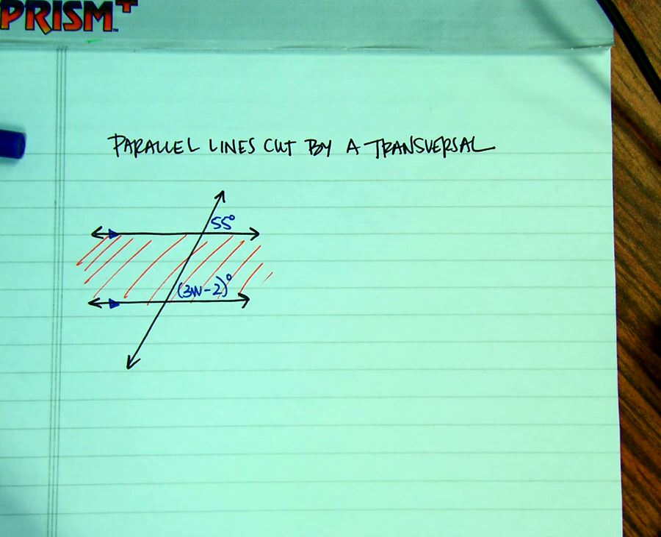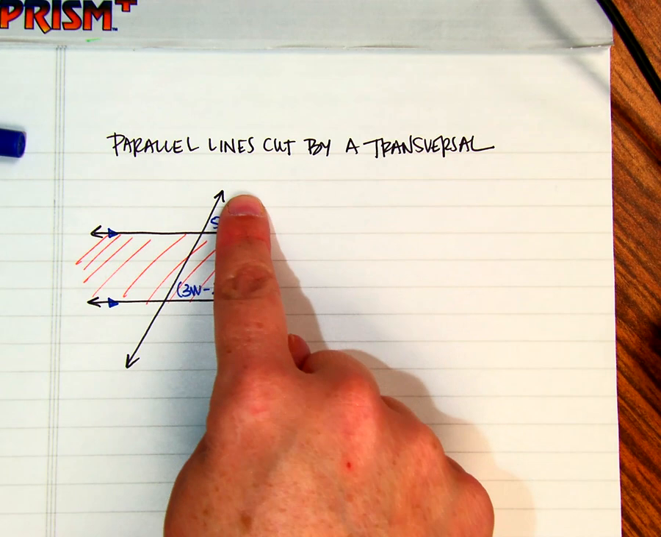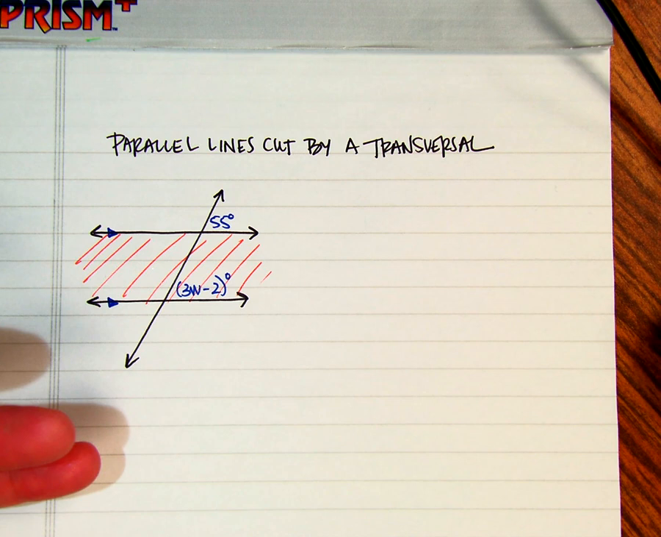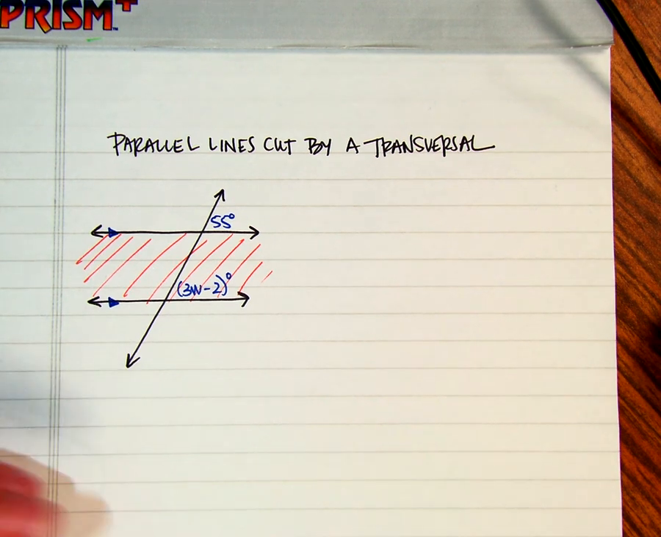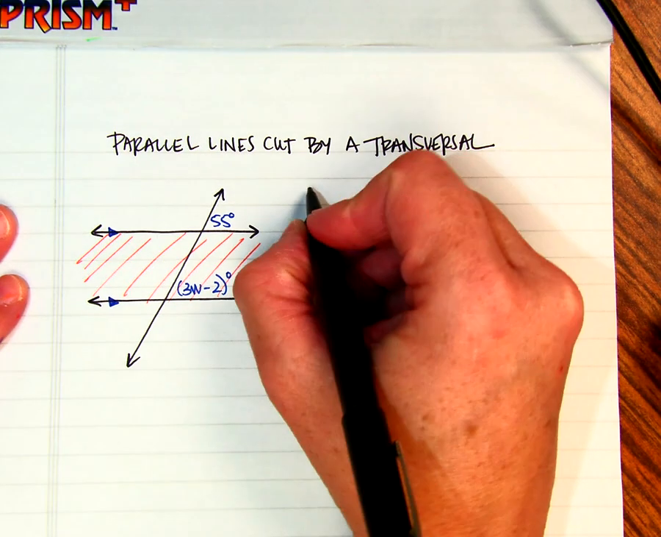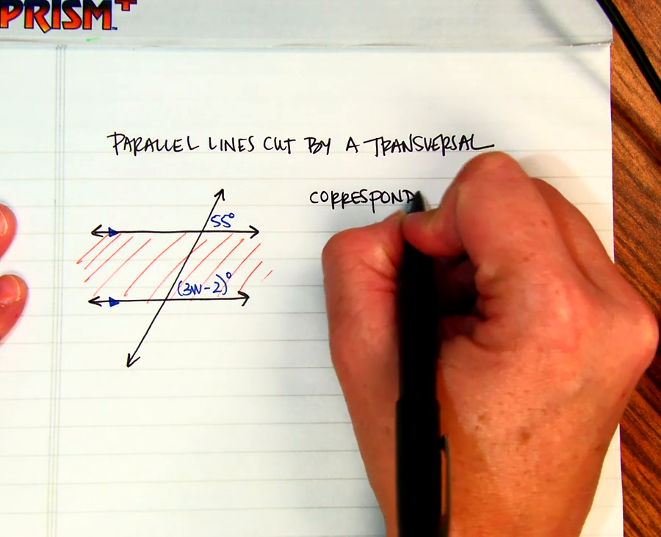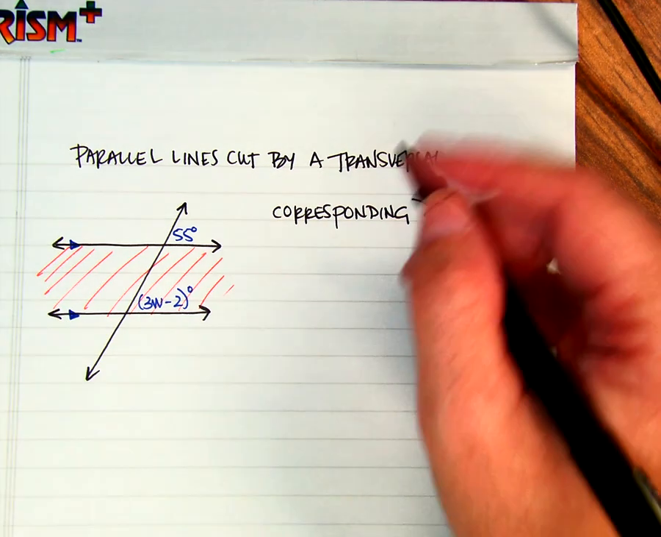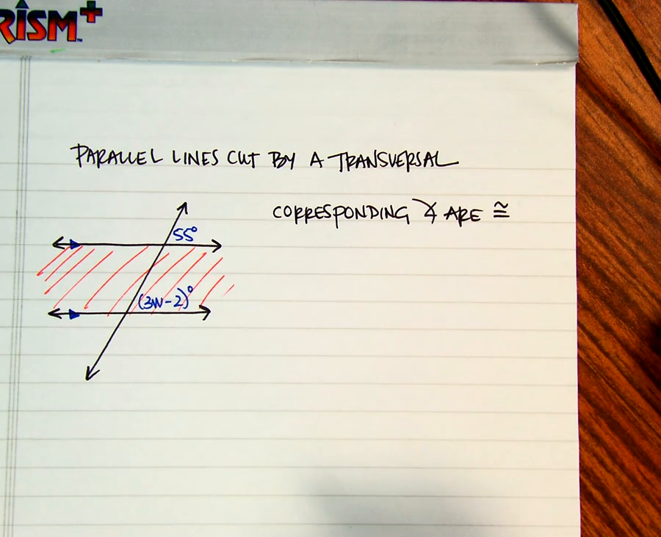If we go back to one of our previous videos, with this shaded part being the interior, we have an angle on the exterior and one on the interior. So this is not any of those that have consecutive interior or alternate interior, alternate exterior. This is the one that has one of each. So these are corresponding angles. And corresponding angles, if the lines are parallel, are congruent.